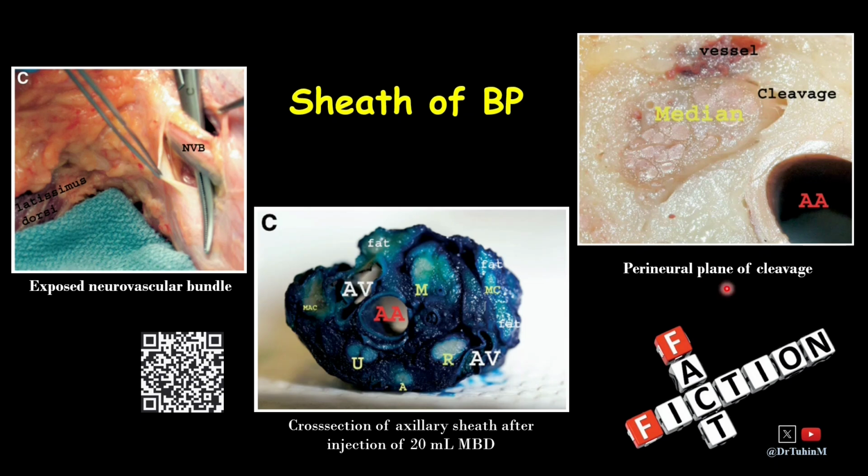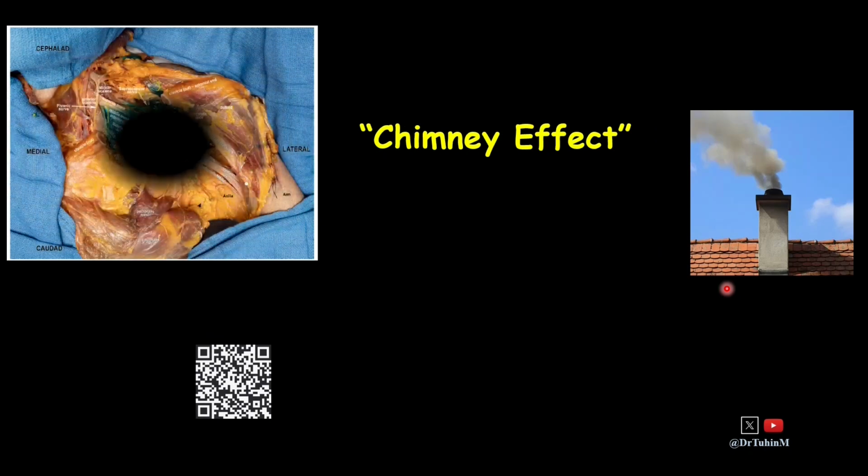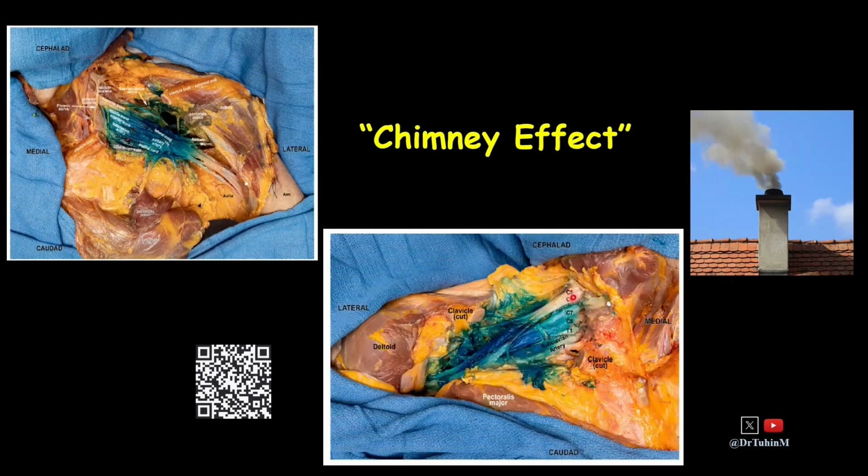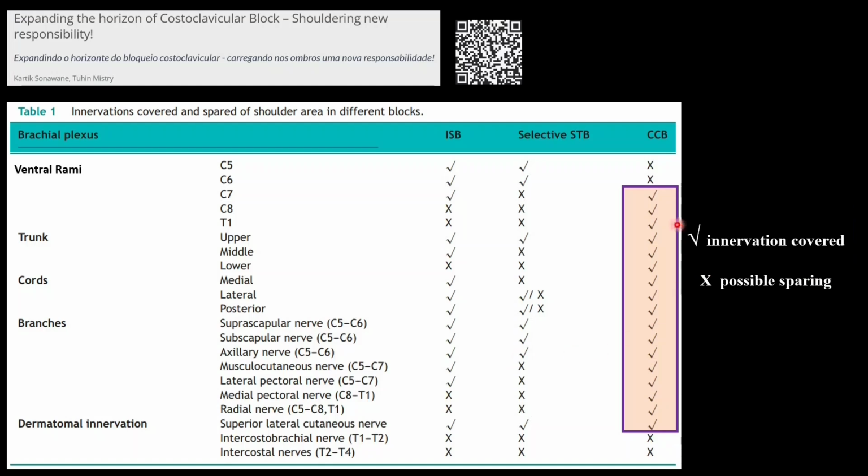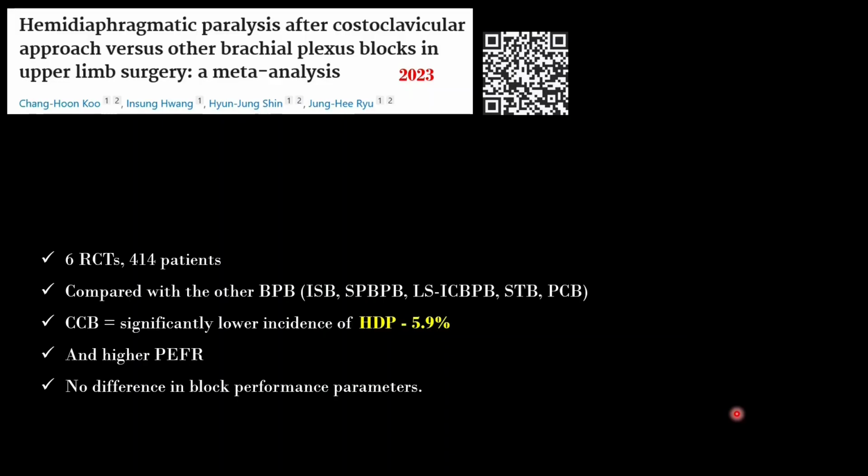The paraneural space is clearly visible here. Alternatively, the presence of the sheath can be inferred from the retrograde spread of the dye from the infraclavicular region to the interscalene gap, suggesting that the sheath functions as a conduit. The clinical application of this concept has made shoulder surgery feasible using costoclavicular block and has opened new avenues for research into phrenic nerve sparing techniques for shoulder procedures. The incidence of phrenic nerve palsy is extremely low with the costoclavicular block. It was reported mainly with higher volumes of more than 25 mL.